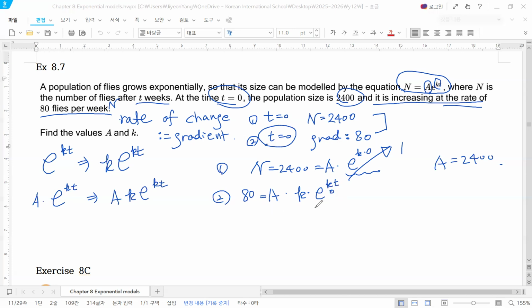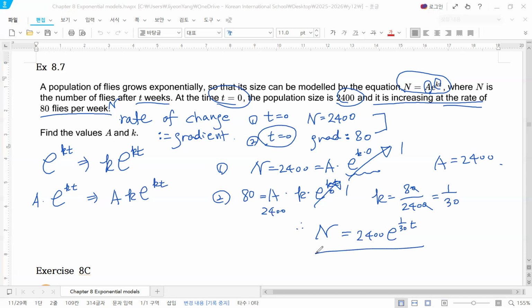Since we already knew that the value of a is 2,400, therefore k equals 80 over 2,400. Therefore, help me, students, 1 over 30. So if you write down this model using the values, then n equals 2,400 times e to the power of 1 over 30 t. Okay.